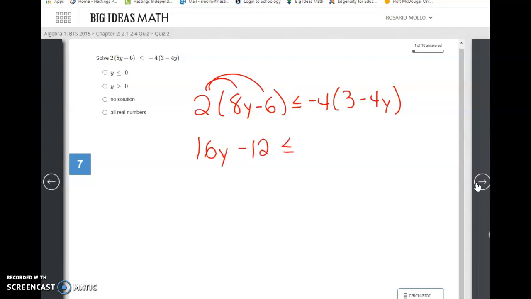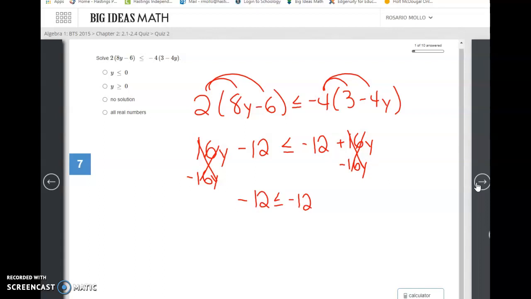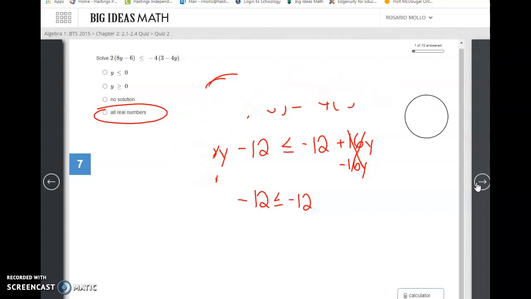I got less than or equal to. Negative 4 times 3 is negative 12. Negative 4 times negative 4y is a positive 16y. Now we can see it looks pretty much the same. If I subtract 16y from each side, they're both going to cancel out. So I'm left with negative 12 is less than or equal to negative 12. And that is true. Negative 12 is less than or equal to negative 12. It is equal to. That one's going to be all real numbers, many solutions.